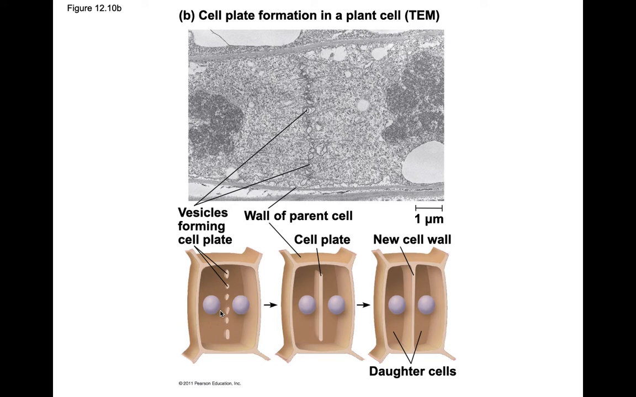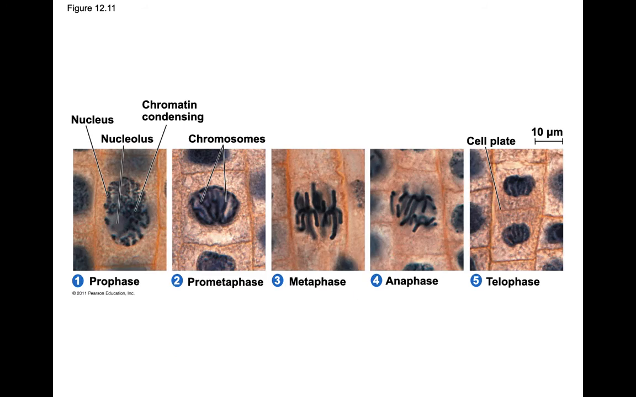So cells in plants are going to undergo mitosis first, and then they're going to have the cell plate form as a result of protein expression. And this is what we can see in microscopic slides of plant cells as that cell plate is produced.